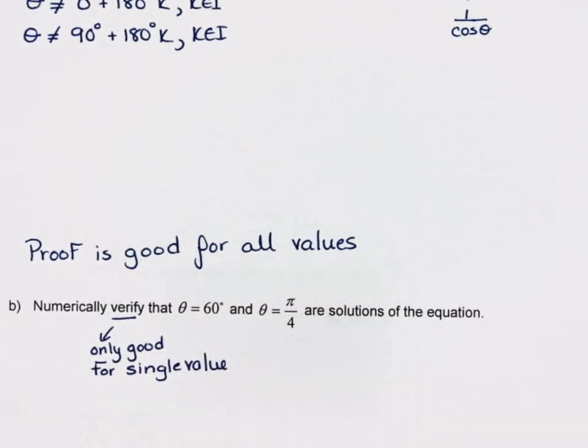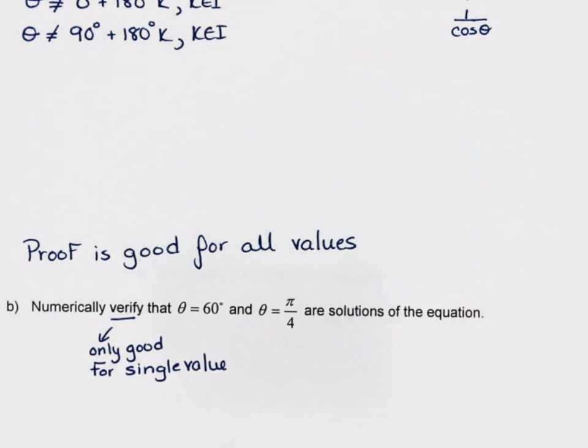So when we ask you to verify something, you're verifying that when theta is 60 degrees, the equation is true. When you're doing a mathematical proof, you're proving it's true over all values. So those are two different things. We're going to do proofs in 6.3. It's definitely my favorite lesson and my favorite unit.